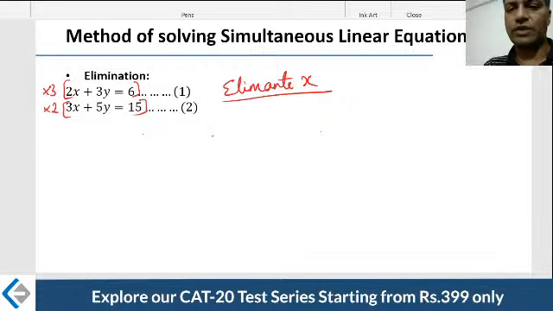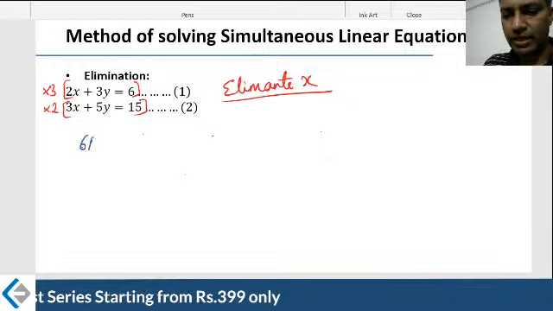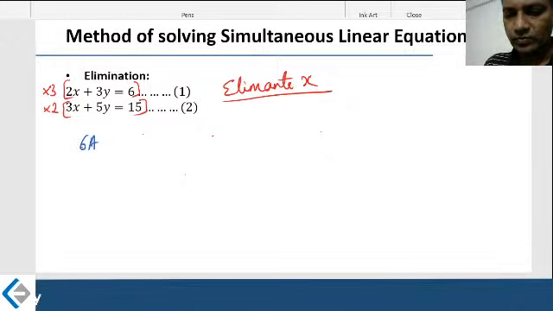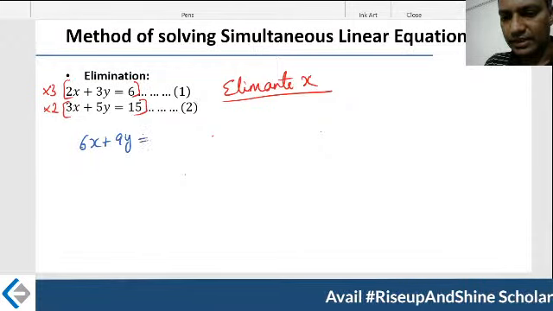Let me rewrite the first equation. Therefore, how does my first equation look in that particular case? The first equation would become 6x plus 9y is equal to 18.